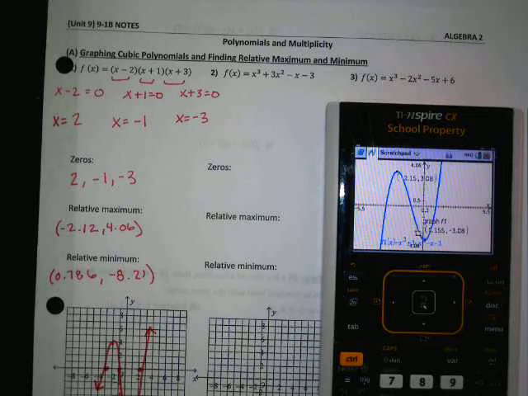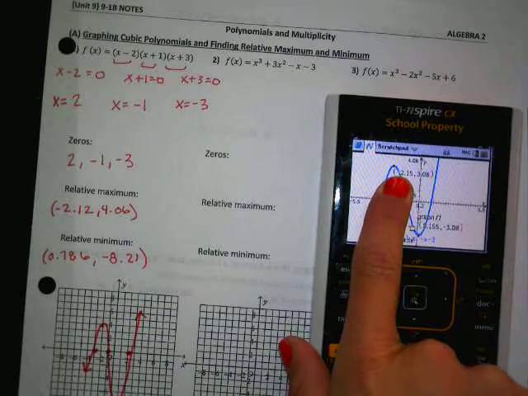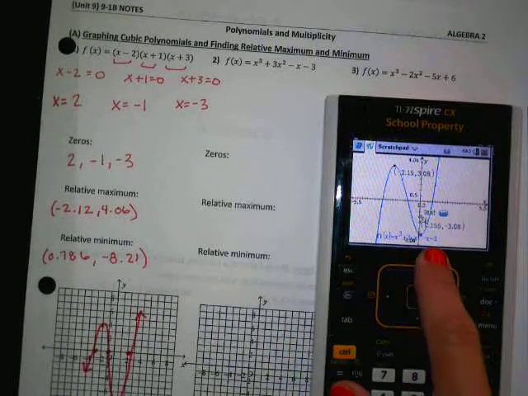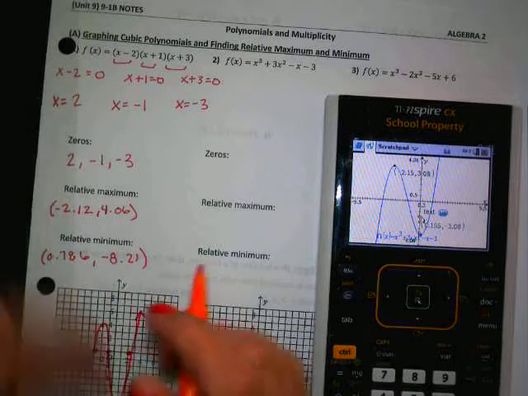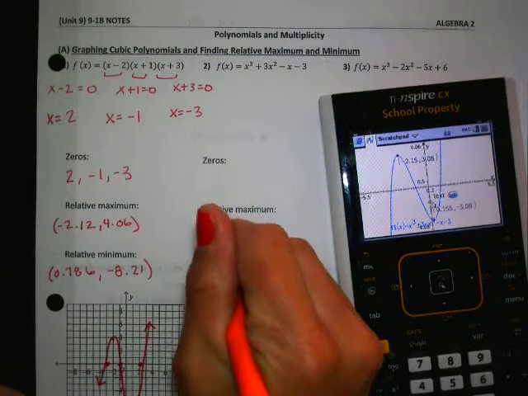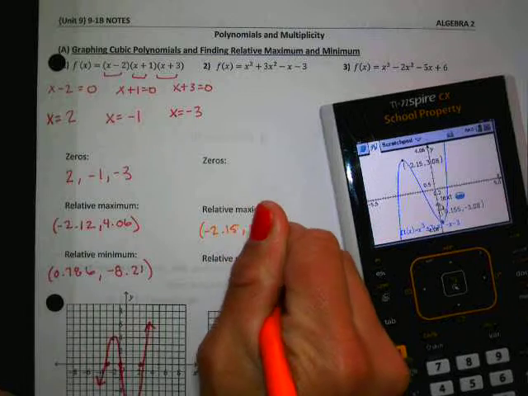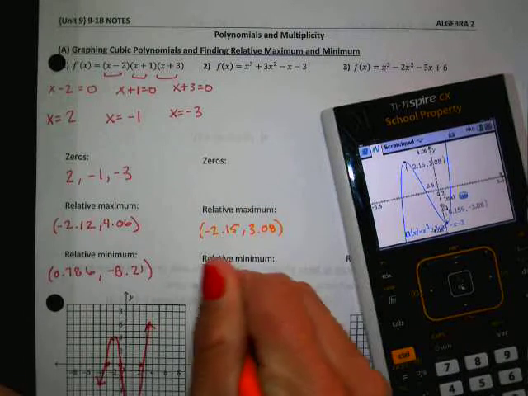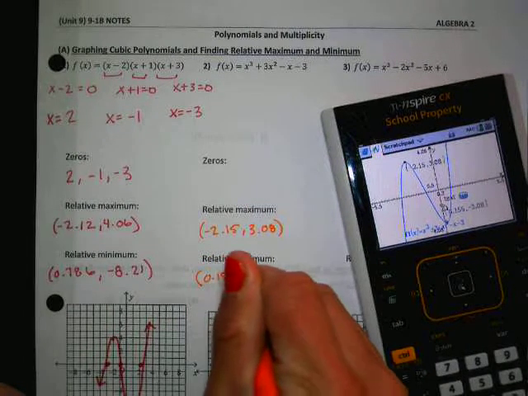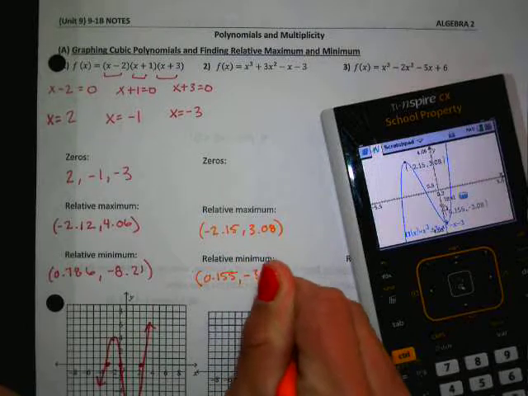This point right here, this guy, is that the max or the min? Max. And then what's this guy down here? The min. All right, so my max is at -2.15, 3.08. And my min is at 0.115, -3.08.